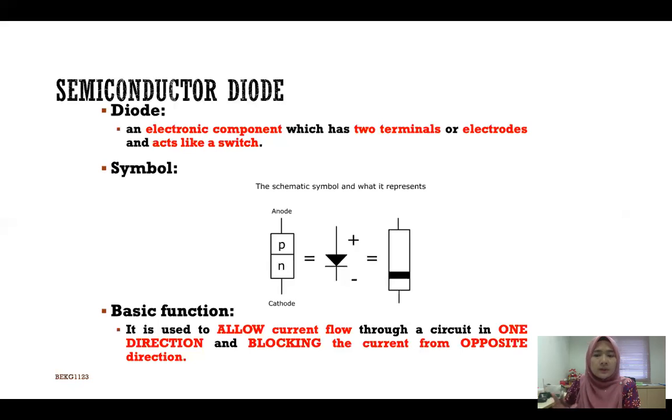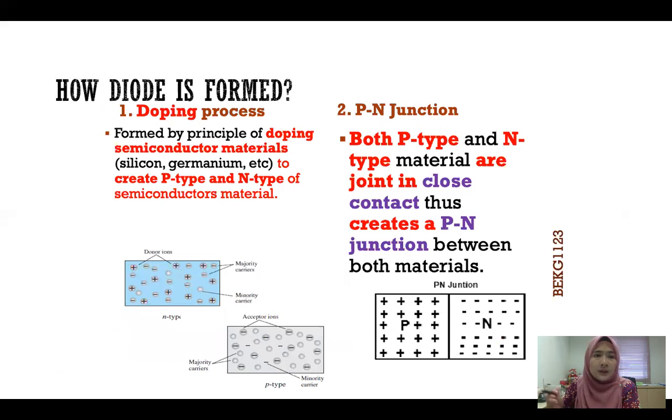So what is the function of a diode? It is used to allow current to flow in a circuit in one direction and block the current from the opposite direction. So a diode can only allow current to flow in one direction only. It cannot allow current to flow in two directions. So how is a diode formed?